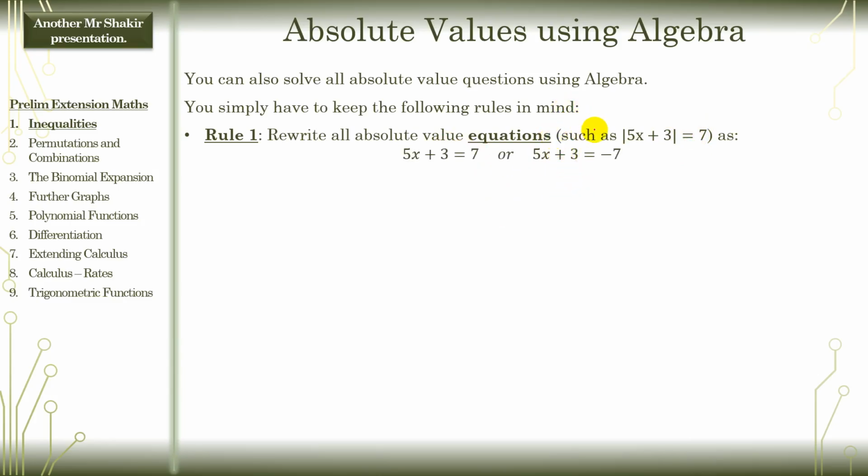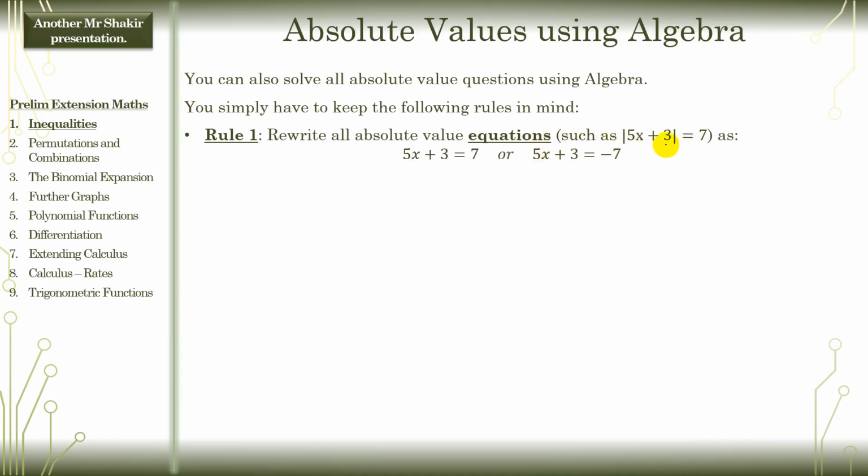The first method is you rewrite it like this. What are you actually doing? You're saying the distance of 5x plus 3 from the origin is 7. The distance is 7, so it could be to the right or it could be to the left, plus 7 or minus 7, right?